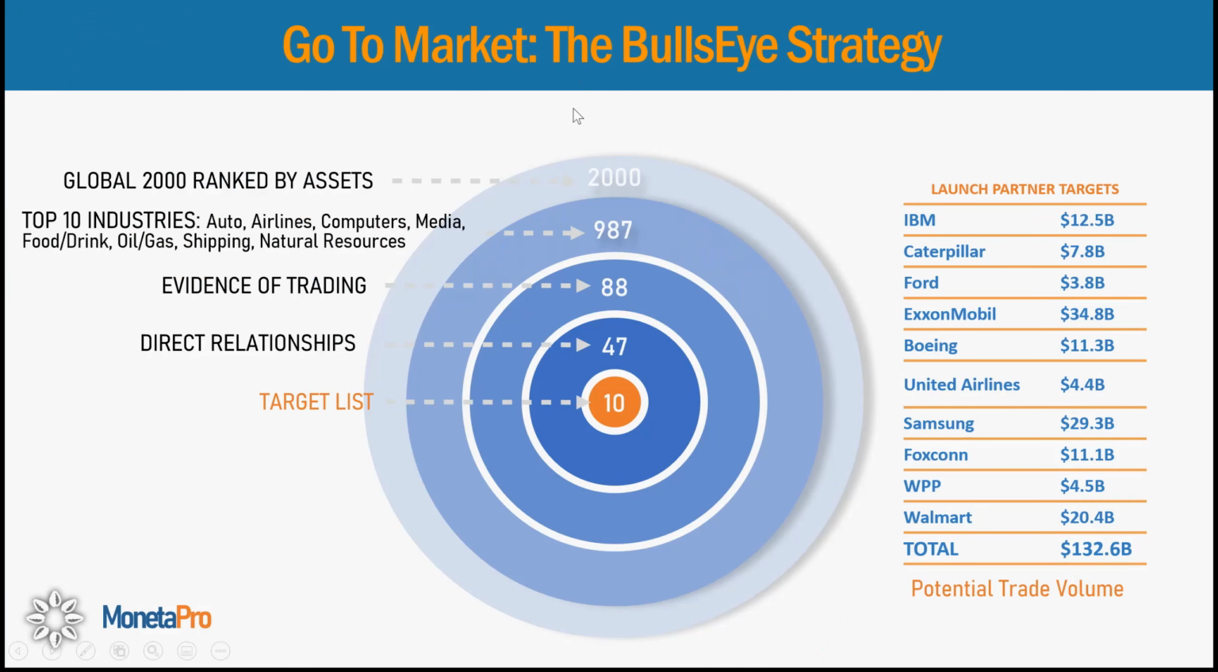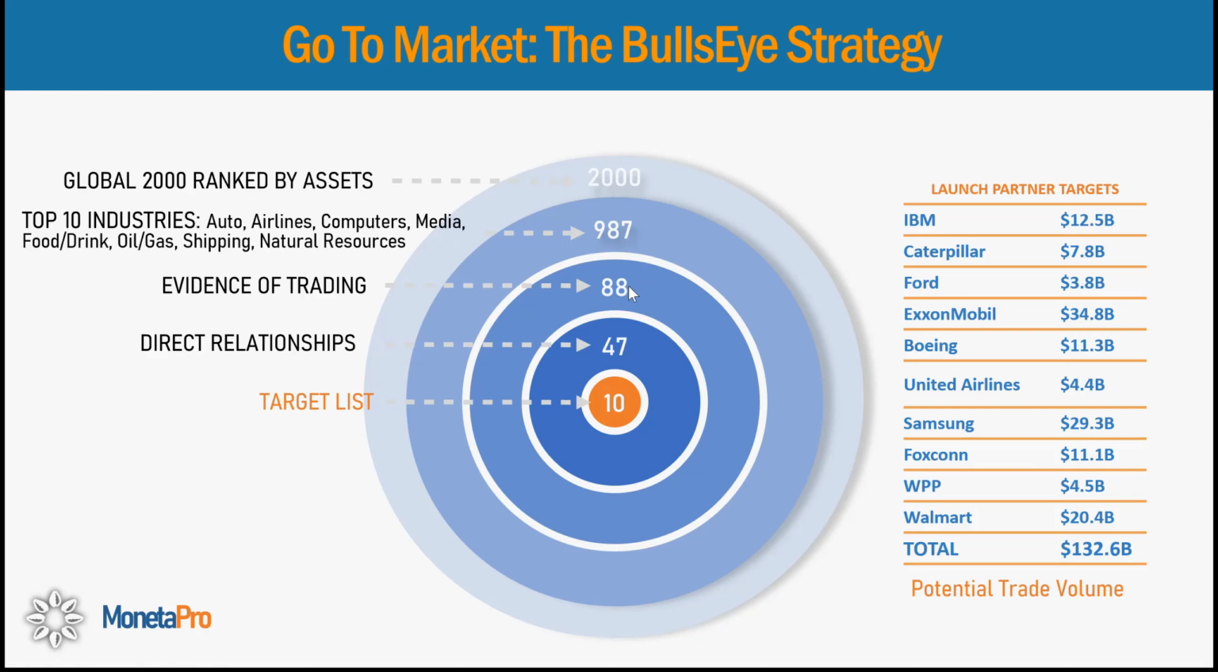Unique go-to-market strategy, again, built off of my bullseye belief strategy of how you target companies. What we did is we looked at the global 2,000 companies ranked by assets, not sales or revenue or number of employees, but assets, things they own. We looked at our top 10 industries: automotive, airlines, computer, media, food, drink, oil, gas, shipping, natural resources, 987 companies within those 10 sectors. Evidence of trading, we found articles with 88 companies that had evidence of trading.